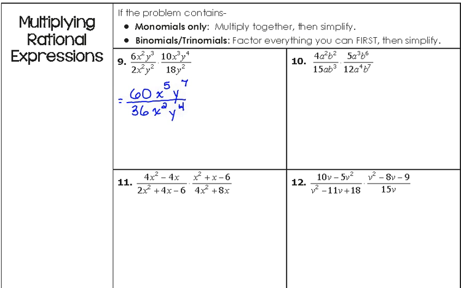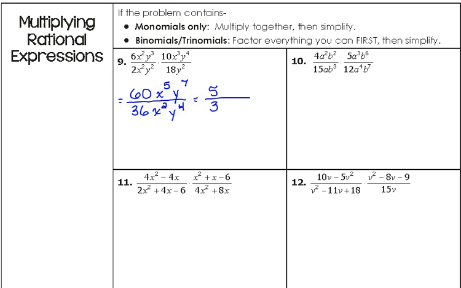Now you can do that in your calculator. You type it in, turn it to a fraction. Or, let's see here, what would be the biggest number that goes into both 60 and 36? 12. Okay, it is 12. So 60 divided by 12 is 5. 36 divided by 12 is 3.